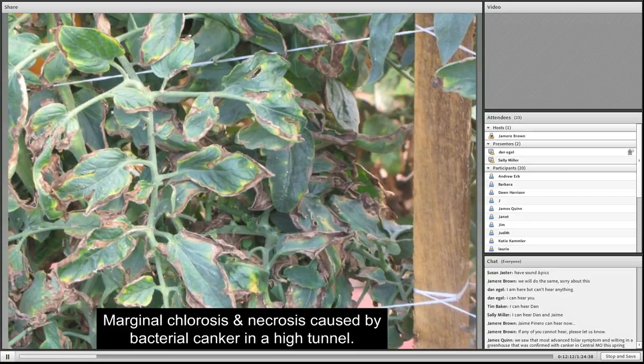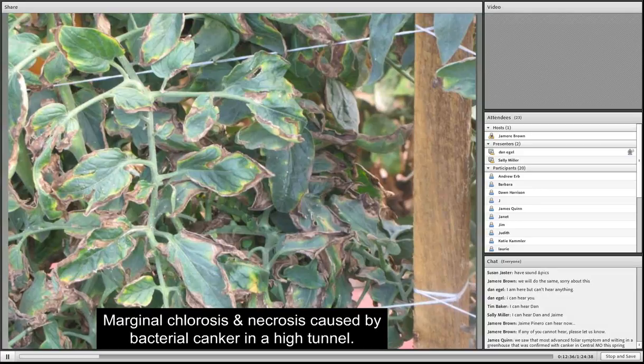Okay, and I see James Quinn is saying that we saw the more advanced foliar symptoms of wilting in a greenhouse, and that was confirmed with canker in Central Missouri this spring. So I guess some of those greenhouse symptoms were seen in Missouri this past year. When you look at this photograph here, you see that marginal symptom, what I call a firing symptom.